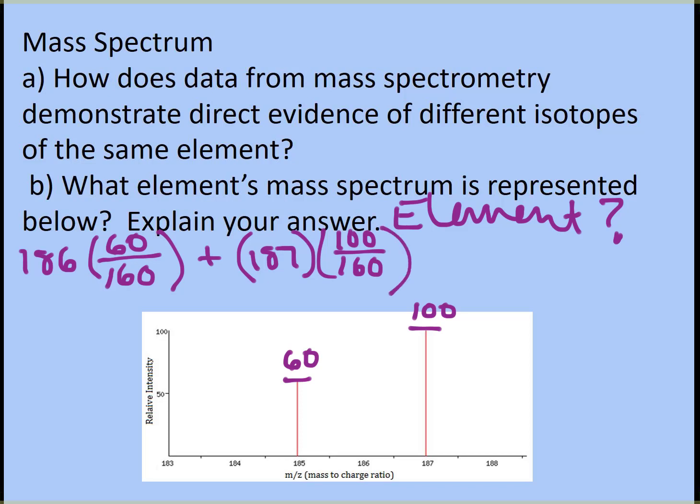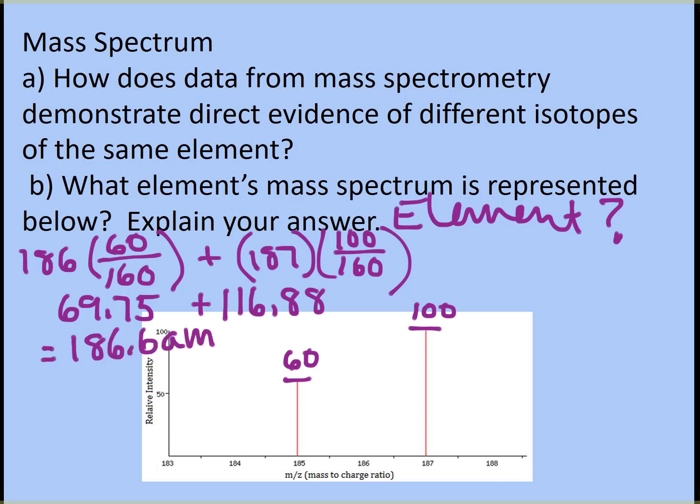And so let's look at our numbers there. I think I won't put it in a percentage. I'm just going to multiply by 60 and divide it by 160. So this is 69.75. And then I have 187 times 100 divided by 160. I get 116.8. Let me add that up. So we have 186.6 is our average.